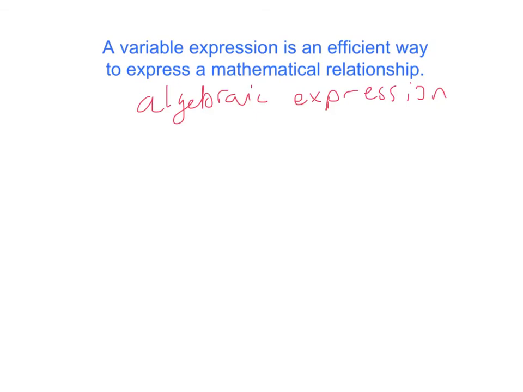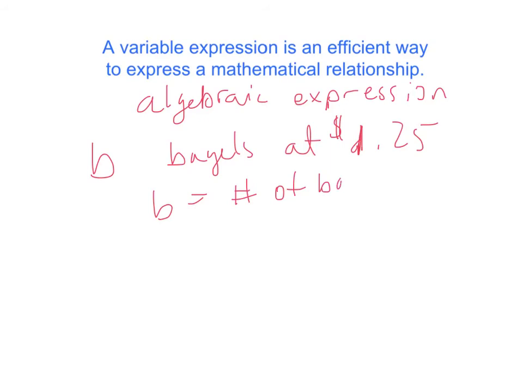Let's take an example here. Let's say bagels cost $1.25. And so I bought b bagels at $1.25. So b is my variable here, and it represents the number of bagels I bought. I don't know the number of bagels right now. It's just an expression I'm going to write so that if I bought 5, I could determine how much it would cost. If I bought 10, I would know how much it would cost. So to show this relationship between the number of bagels and the cost, it would be 1.25 times b. That would be my expression for the number of bagels at $1.25.